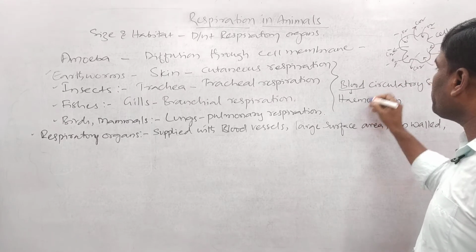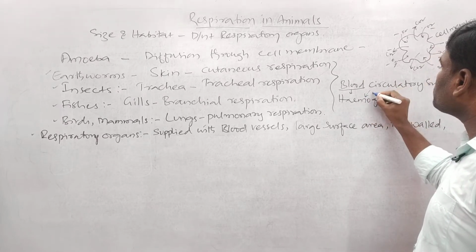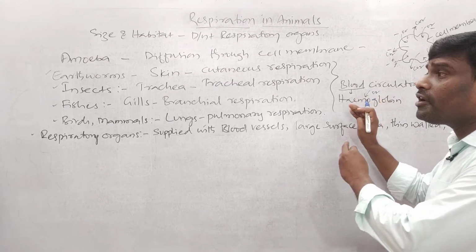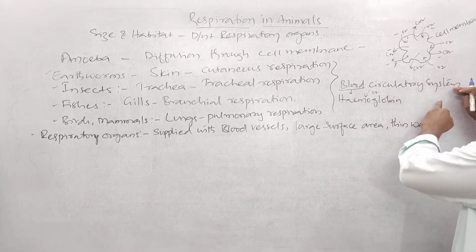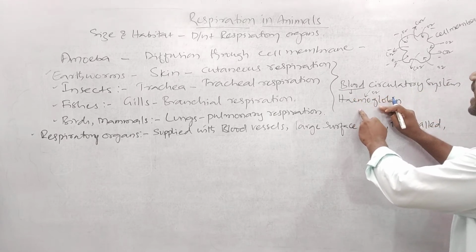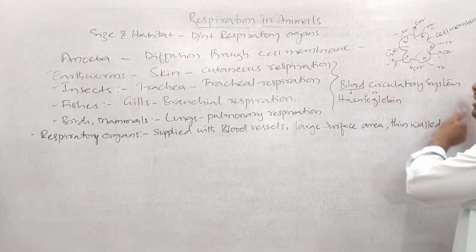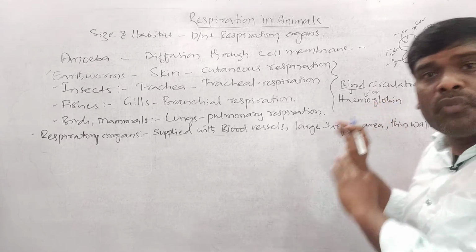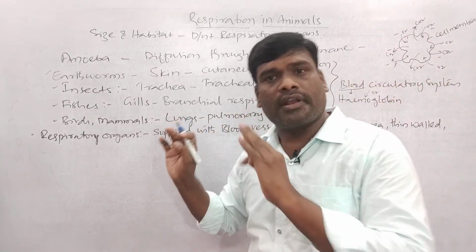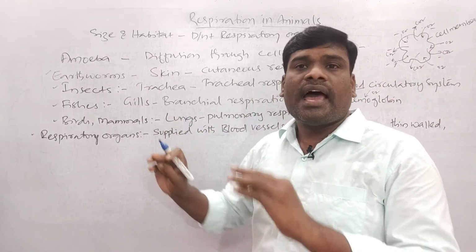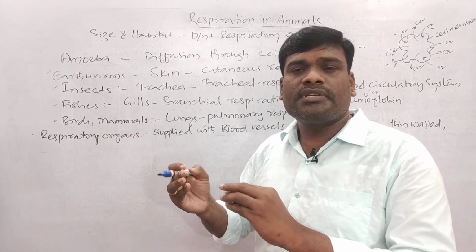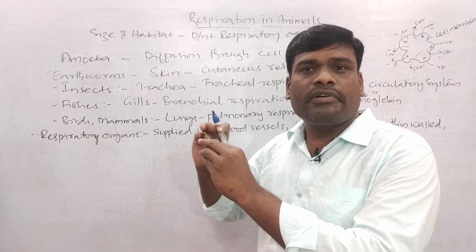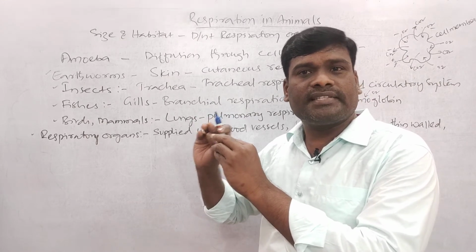So this hemoglobin will absorb oxygen from the respiratory organs, and with the help of the circulatory system, children, this blood will carry oxygen to the different types of cells in the body of multicellular organisms. In the same way, as a result of respiration, carbon dioxide is also produced. So the same backward flow of carbon dioxide is seen, children, isn't it?